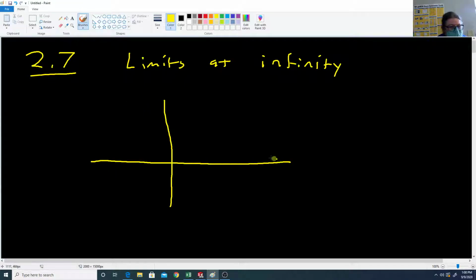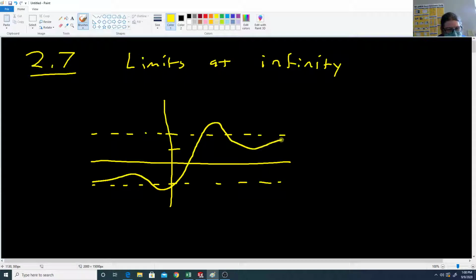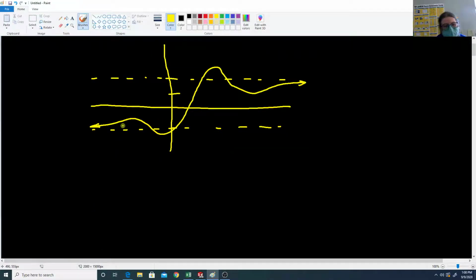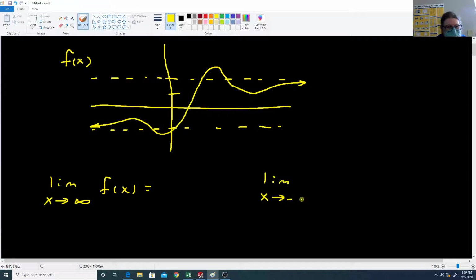First example, suppose we had a graph like this, and let's say at 2 we have a horizontal asymptote, and we have another one down here at -1, and our graph does this sort of thing. And so what we want to say here is, let's say that this graph is f of x. We want to know what is the limit as x approaches infinity of f of x, and what's the limit as x approaches negative infinity of f of x.